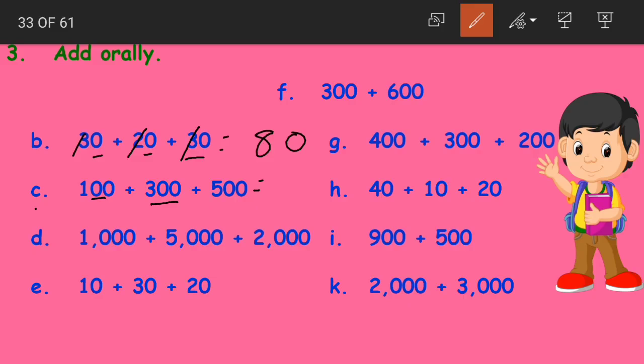Question number C. Again we are having 2 zeros in each number. So we wrote 2 zeros in the answer. 1 plus 3 becomes 4. 4 plus 5 becomes 9. The answer is 900.